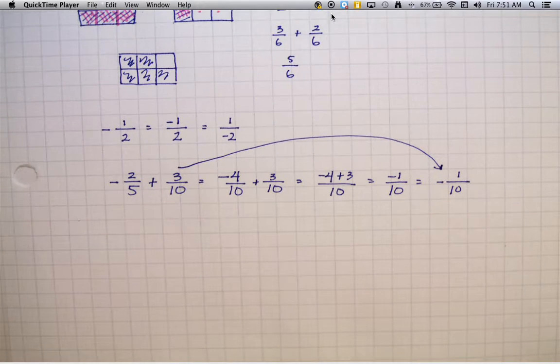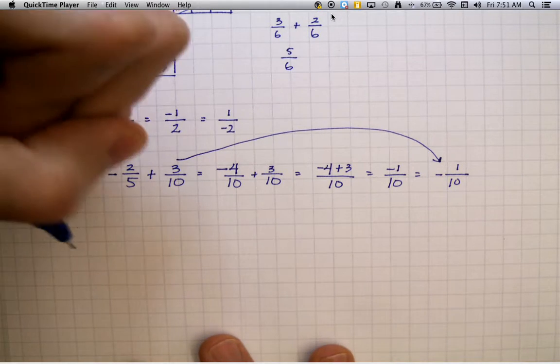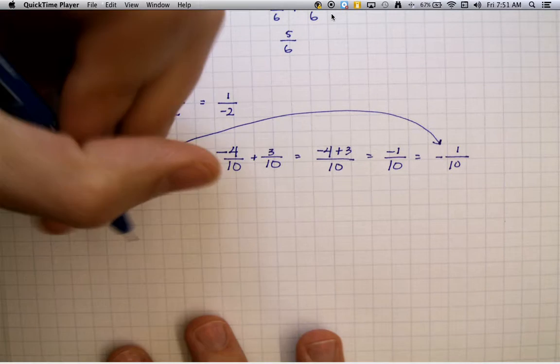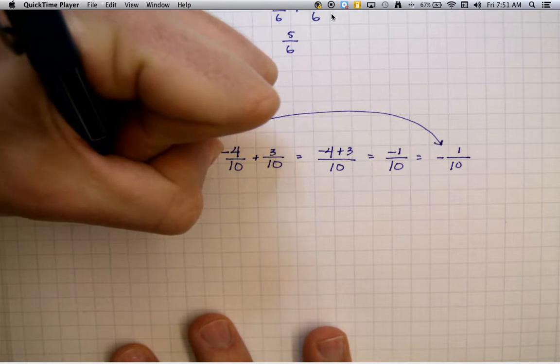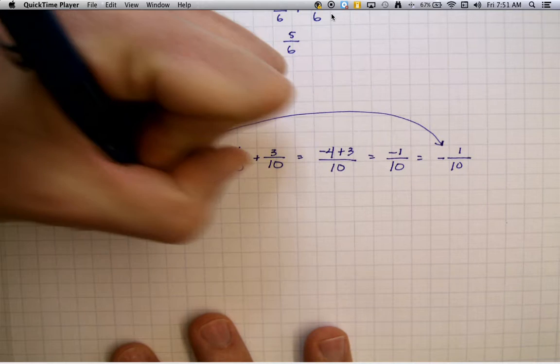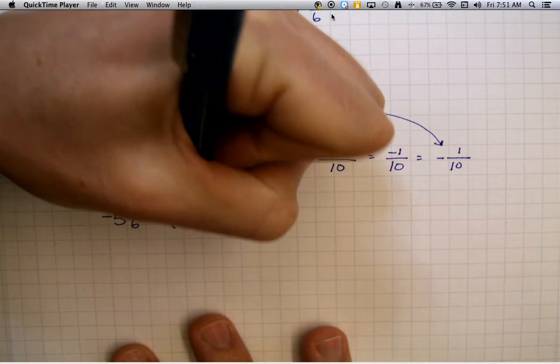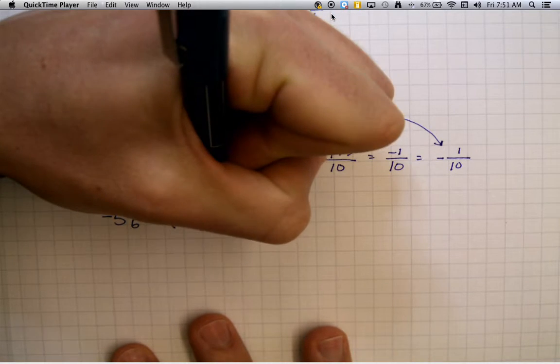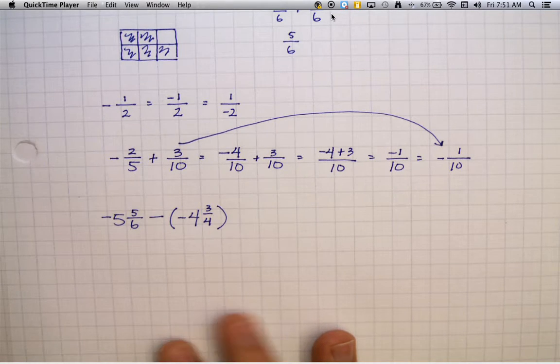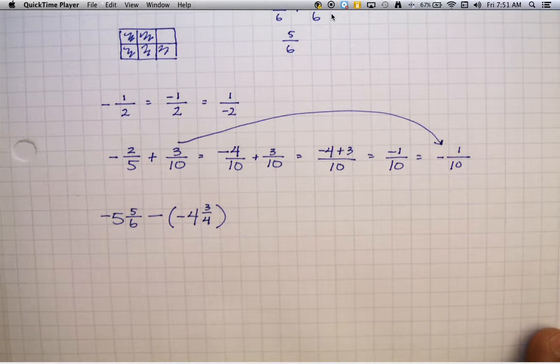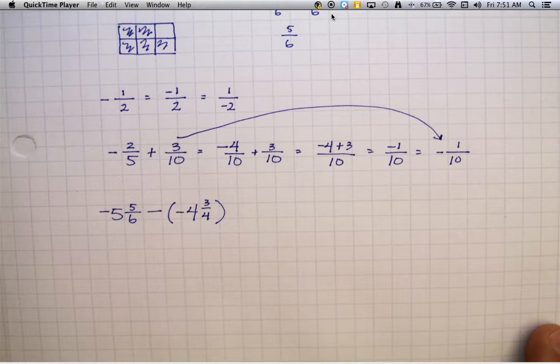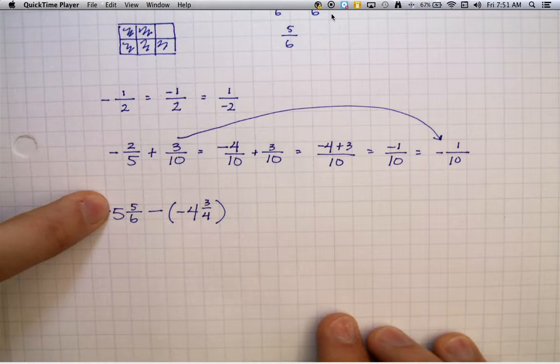Let's do one more example. We're going to take some mixed numbers and do some subtraction. So I'm going to do -5 and 5/6. I'm going to subtract -4 and 3/4. All right, here we go. A useful strategy here would be to turn these mixed numbers into improper fractions. To do that, I'm going to sort of ignore this negative just for a moment.